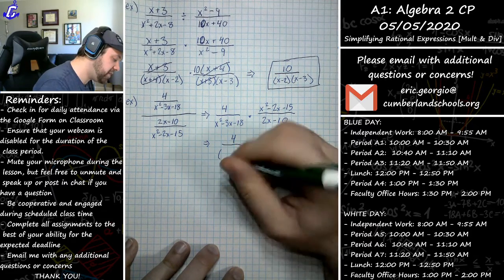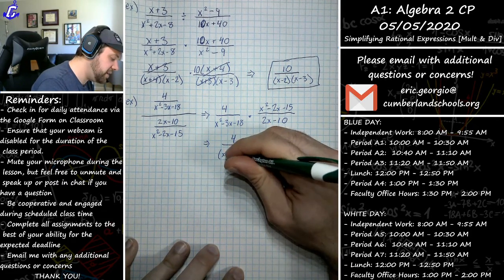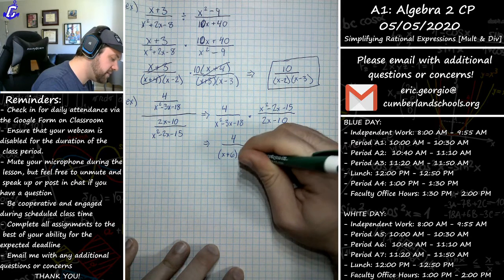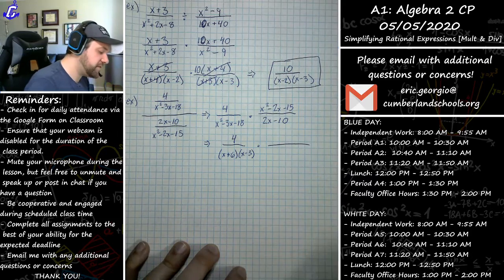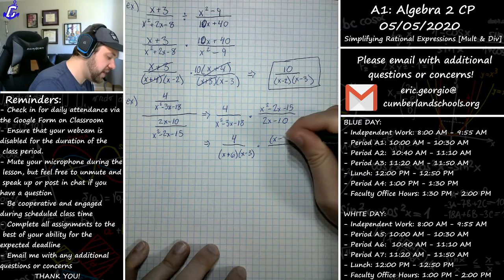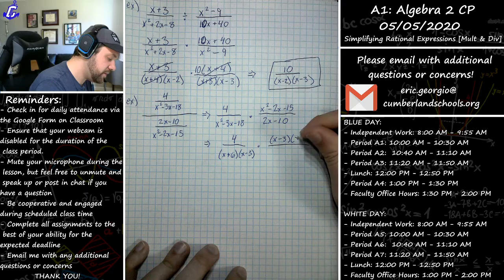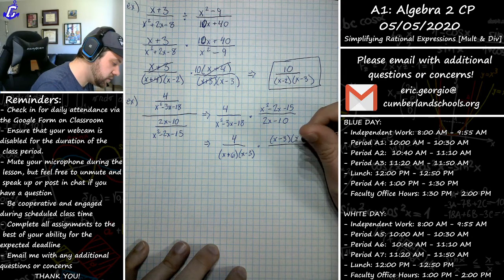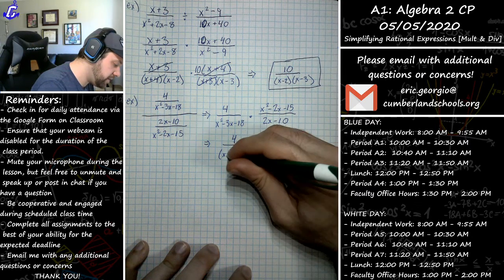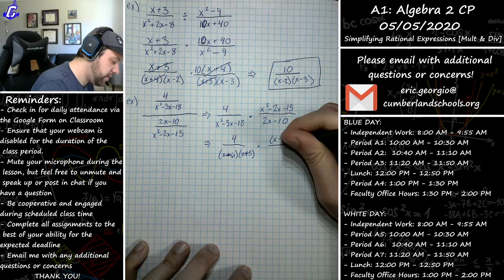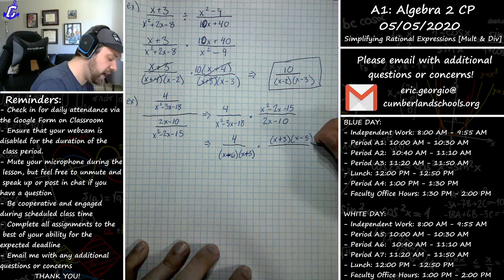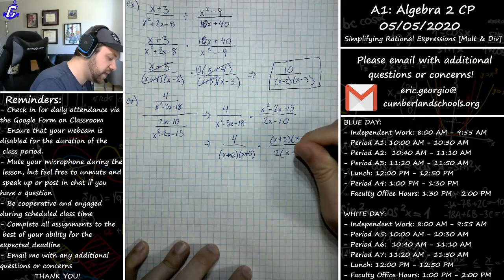Here I can factor x squared minus 3x minus 18 to be x plus 6 times x minus 3. I can factor x squared minus 2x minus 15 to be x minus 3 times x, oh sorry, I mixed up my plus and minuses here. x minus 6 times x plus 3. Here I can write this as x plus 3 times x minus 5. Here I can write this now as 2 times x minus 5.